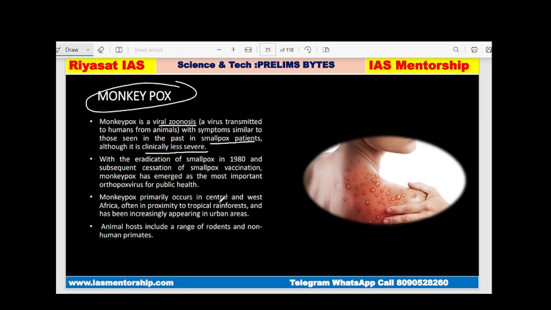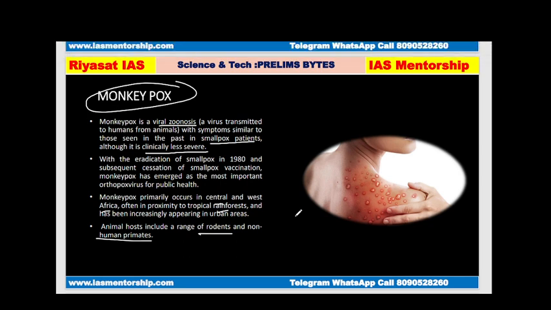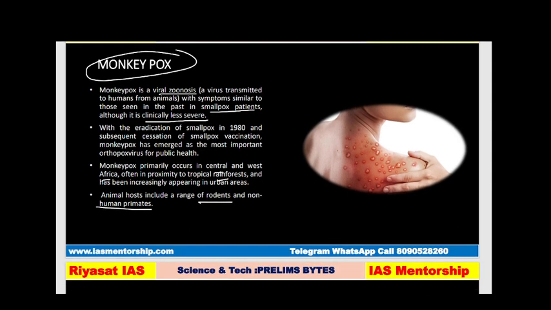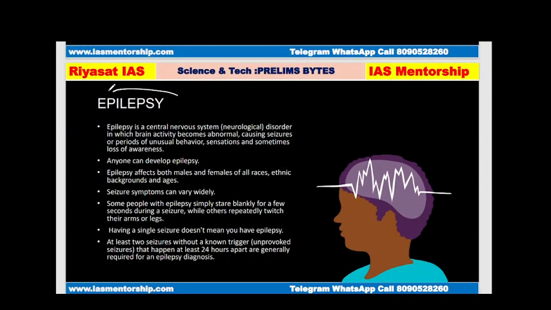Basically, it occurs in Central and West Africa and close proximity to tropical rainforest you can see. And what are the animals or hosts which are transferring the disease? Rodents and non-human primates. These basically are mainly responsible for transfer of the monkeypox. Mostly similar to the smallpox you can see. Fine? Okay. Moving ahead with the next topic, that is your epilepsy.